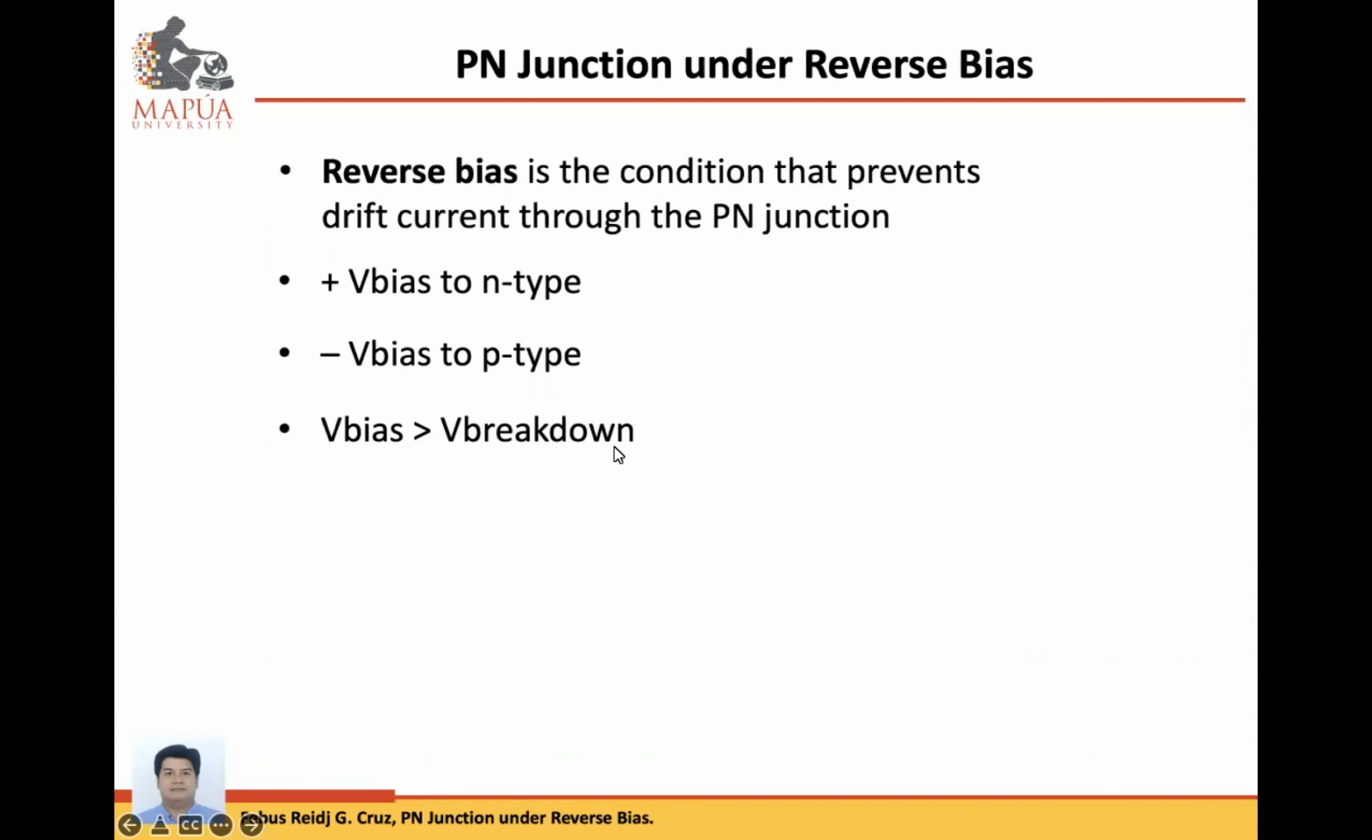Or if we consider the sign, pwede rin to, no? The bias voltage must be more positive compared with the breakdown voltage, since breakdown normally is a negative voltage. Okay? So para lang hindi magulo, just consider the magnitude. The magnitude must be less than the magnitude of the breakdown limit.